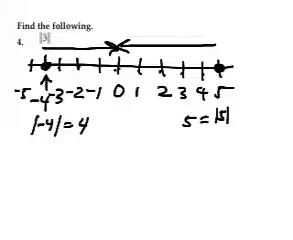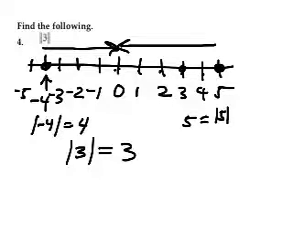So, what do you think the absolute value of 3 is? Of course, it's 3. Distance is 3, right here.